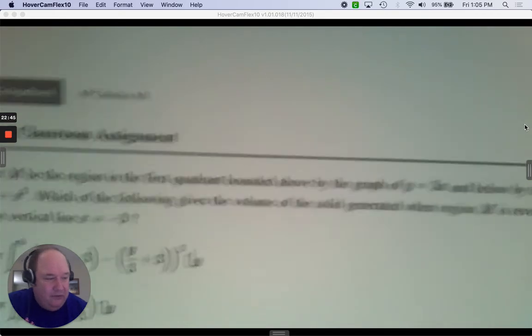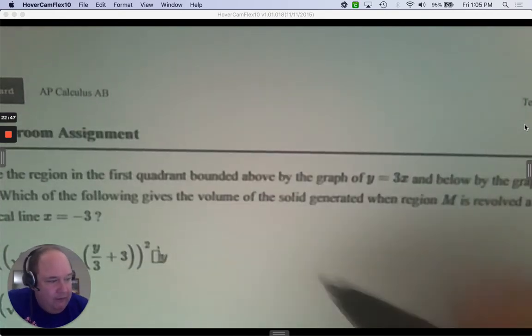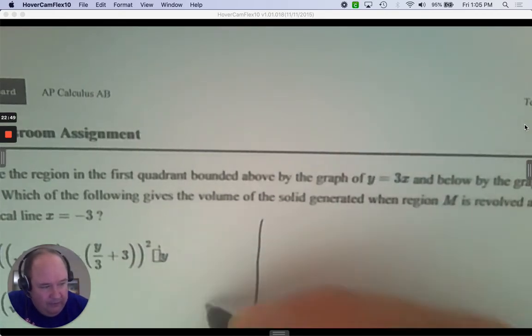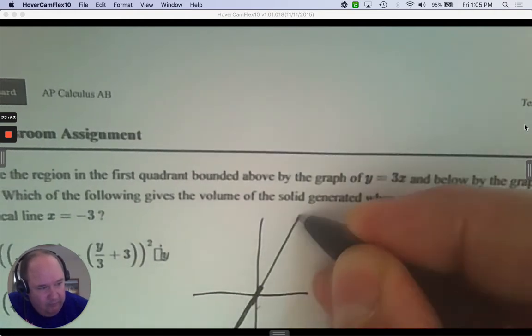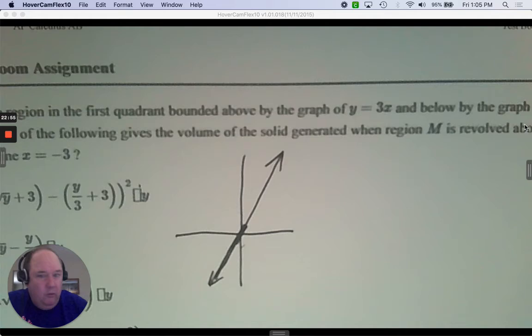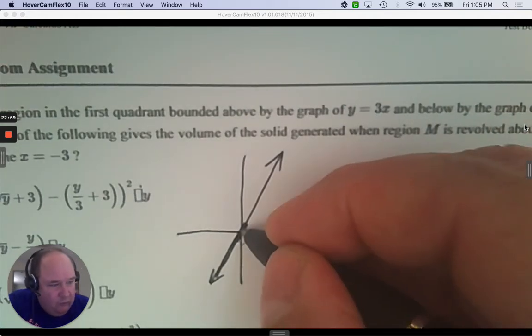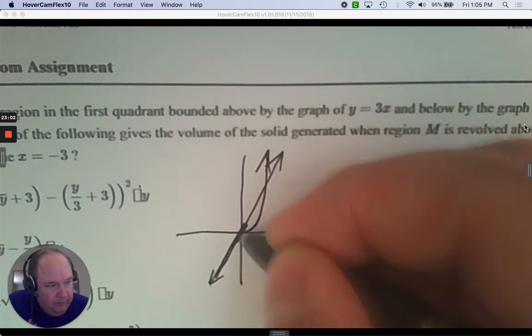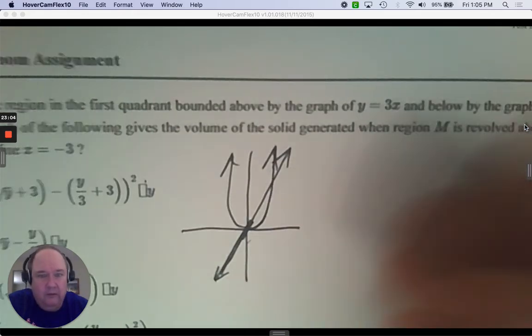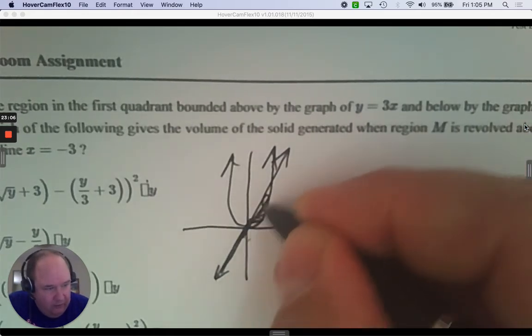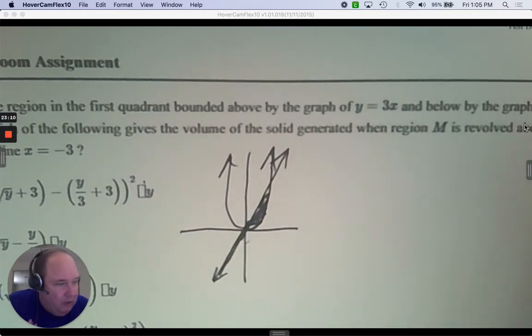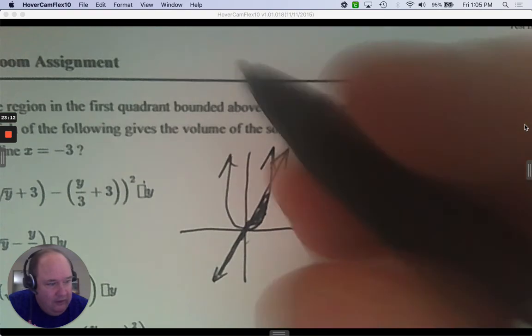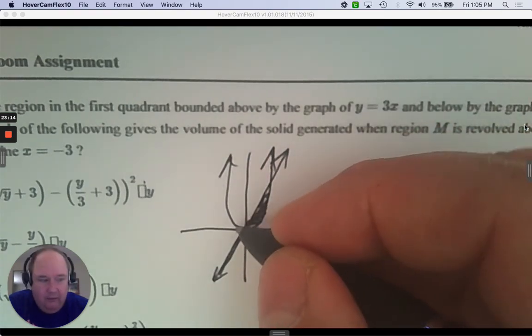So I need to get a sketch of this to begin with. y equals 3x. Let's draw that line. And then x squared, let's draw x squared as well. What's the region there that's trapped between the parabola and the line? And we're revolving it around the line x equals -3, which is over here somewhere.